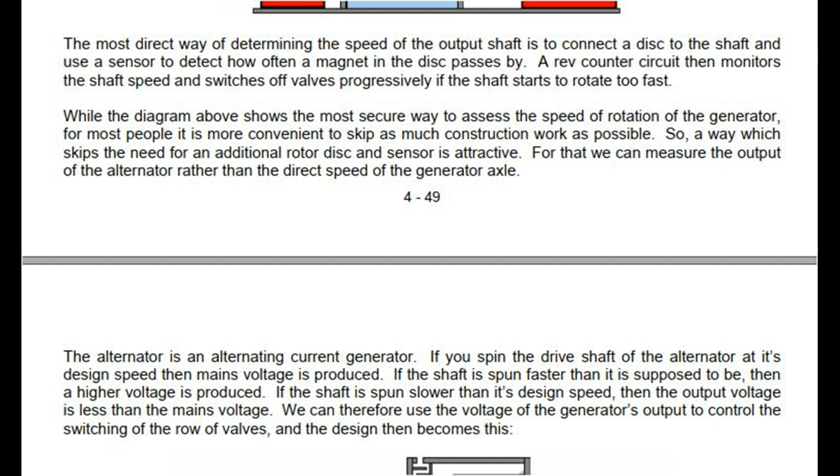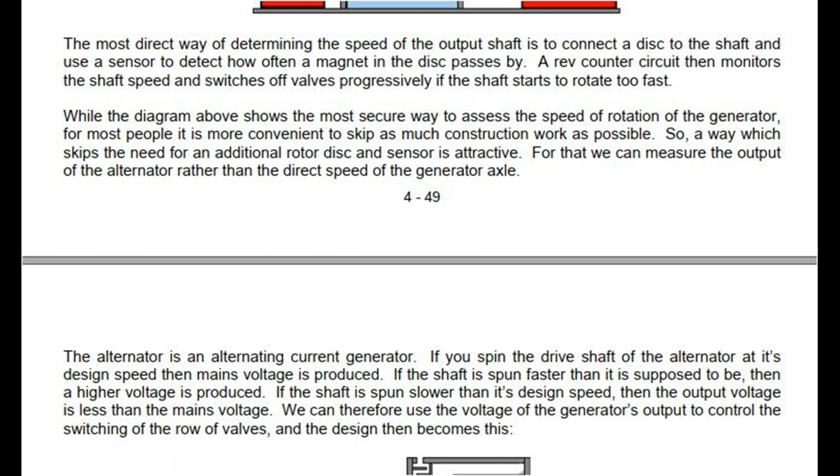While the diagram above shows the most secure way to assess the speed of rotation of the generator, for most people it is more convenient to skip as much construction work as possible. So, a way which skips the need for an additional rotor disc and sensor is attractive. For that we can measure the output of the alternator rather than the direct speed of the generator axle.